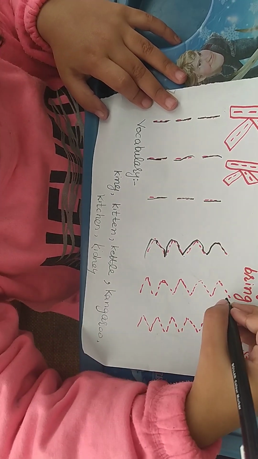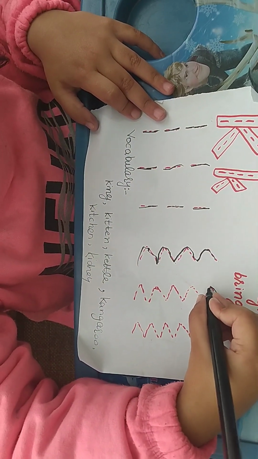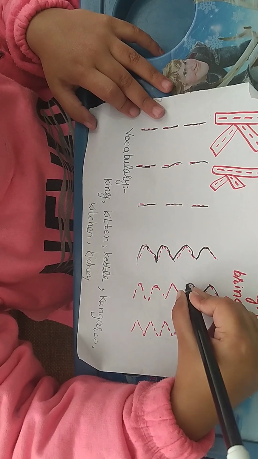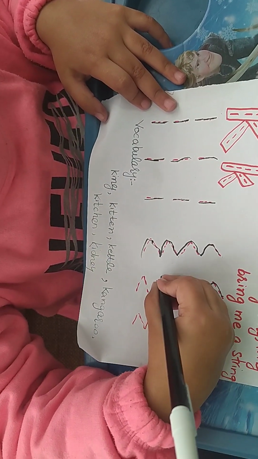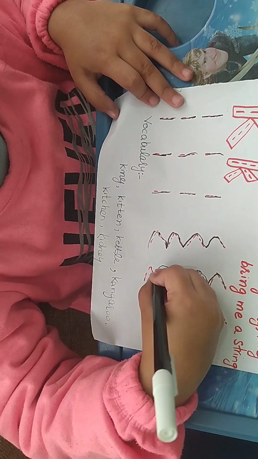We are writing the pre-writing stroke of K. K makes a sound with K, K, K. K for kangaroo. K for kitten. K for kite.